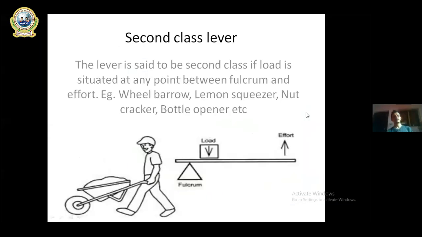Now let us go to second class lever. Let me explain the figure. In this figure you can see the load in the middle. This one is load, this one is fulcrum, and this one is effort. So the load is in between fulcrum and effort. The lever in which the load lies between fulcrum and effort is called second class lever.